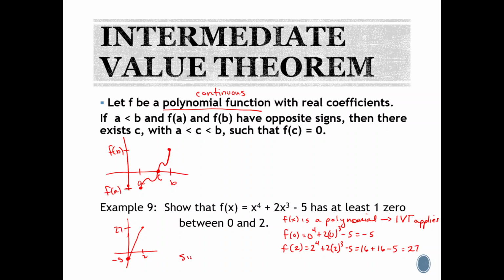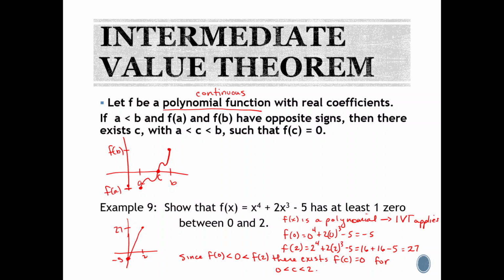Since f of 0 is less than 0, which is less than f of 2, there exists f of c equals 0 for c between 0 and 2. So we have a root. Now that's nice. If I can't actually factor this function and can't find its roots, at least I know there has to be one in this interval.